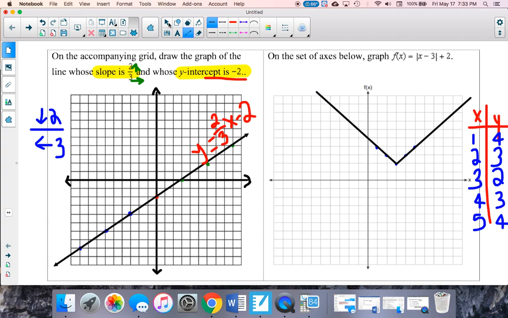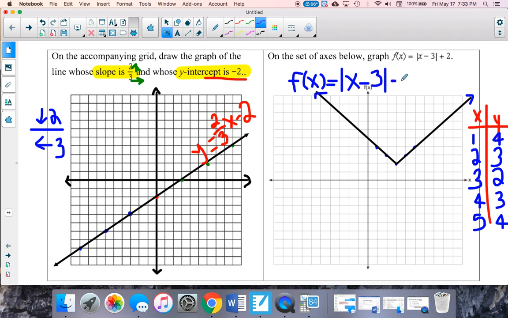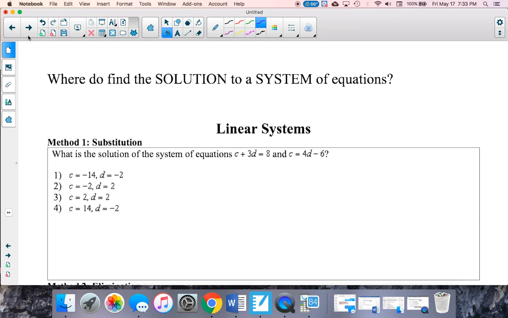Okay, looks pretty good. Draw my arrows since this does go on forever. And let's label our graph. So this was f of x equals the absolute value of x minus 3 plus 2. Okay, we're done with the first page.